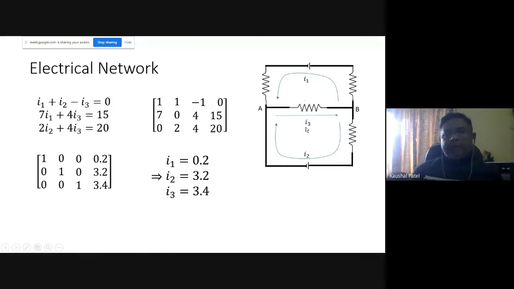So from the electric network, we can find the current flow inside each link. This is the third application of linear algebra that we have described.